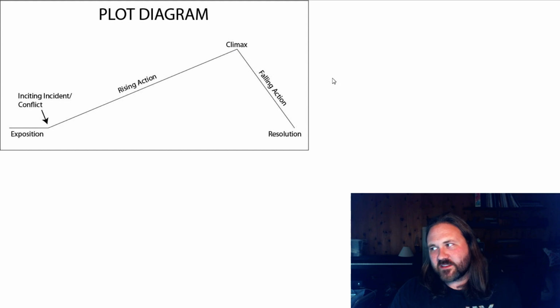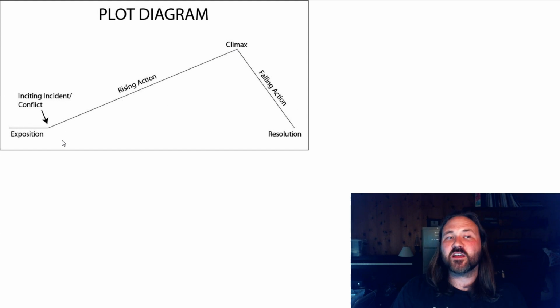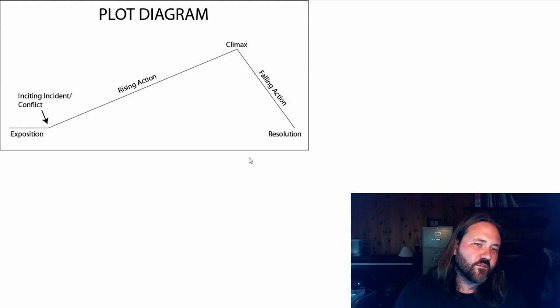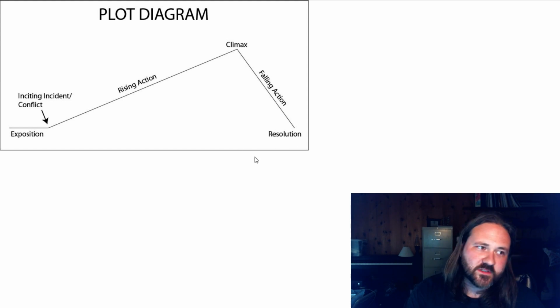Here's a little bit more revised version of a plot diagram where you have an inciting incident that creates the conflict. So the conflict is really, a character has a goal. They're trying to achieve that goal. And the rising action is them struggling to achieve that goal. The climax is, am I going to achieve it or not? And the falling action, I don't know what that is, but basically then you have a resolution. You either achieve the action or you fail to achieve the action, and that's the resolution.